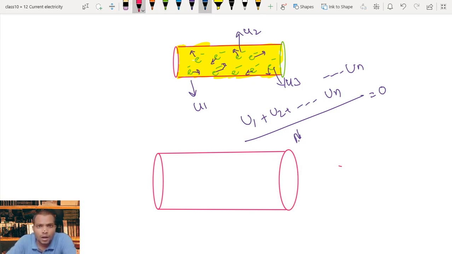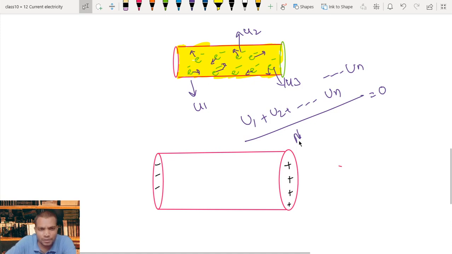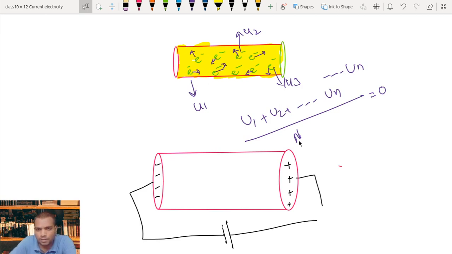Now to this conductor, let's imagine here I pasted a positively charged plate and here a negatively charged plate. Or otherwise you can just imagine that here I applied a potential difference. Now when the external electric field is applied, just think about the electrons in this conductor.